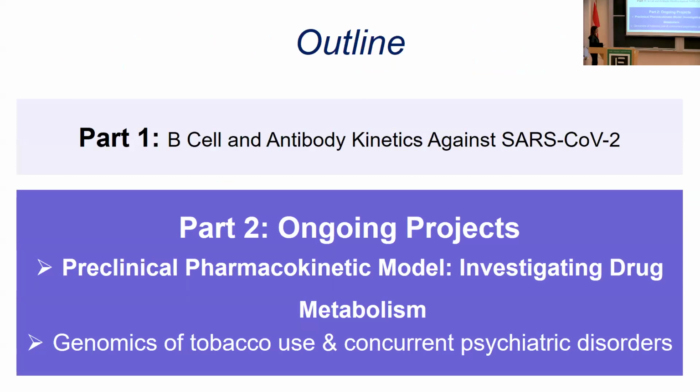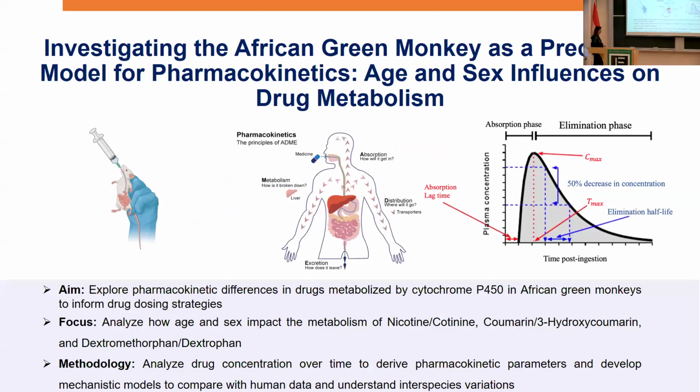ongoing project, the preclinical pharmacokinetic model. This is a project that I have started. It's about 2 months that I'm working on that. In this project, we have data for the African green monkey, which is a preclinical model. We have age and we are interested to look at the age and sex differences on drug metabolism. So the drugs that we are looking at currently are nicotine, coumarin, and dextromethorphan, and these are parent substrates, and also we have some metabolites, but first we are focusing on the parents.